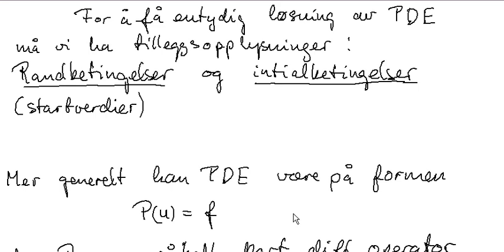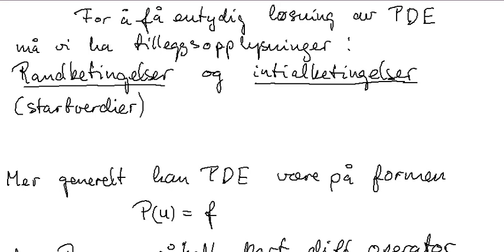In the previous example, we saw that the partial differential equation may have several solutions. In order to find unique solutions, we have to add some information to the problem. And typical information we want to add is boundary conditions and initial conditions. We are going to come back to this later on.